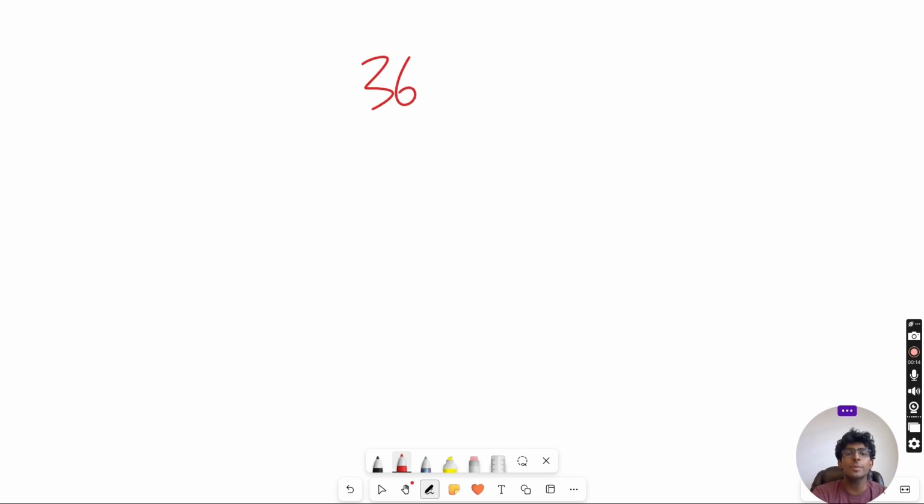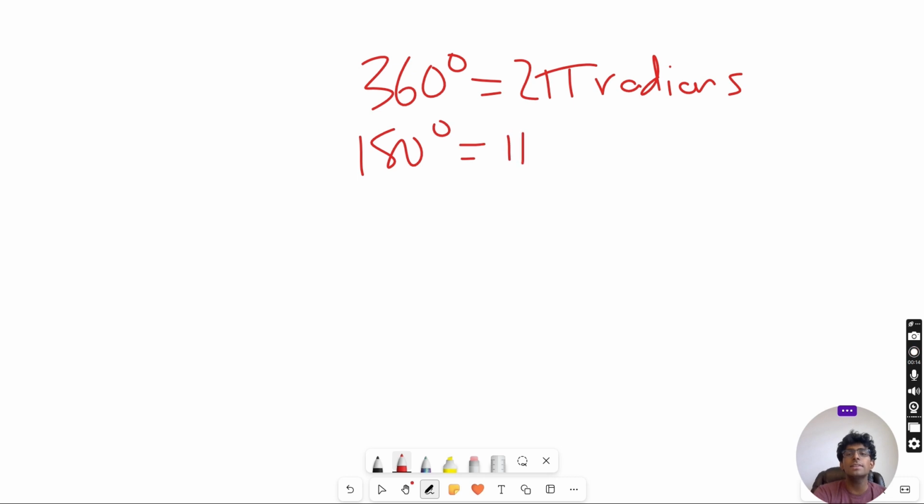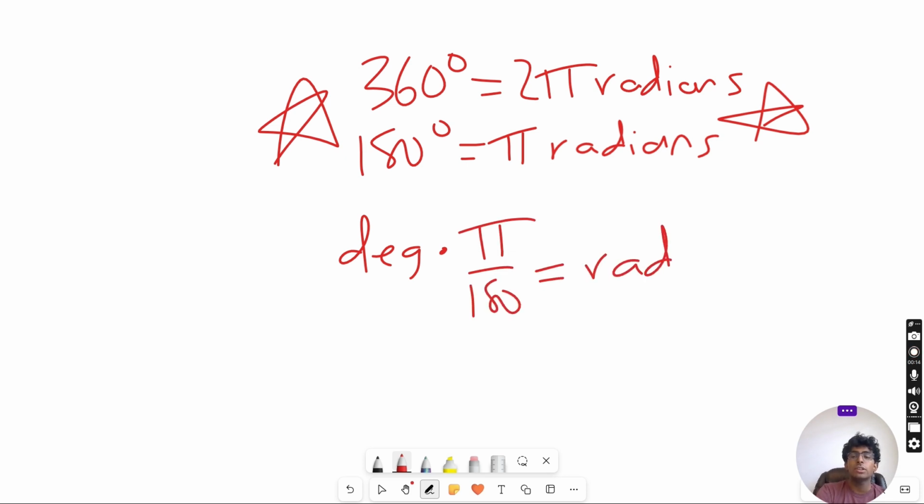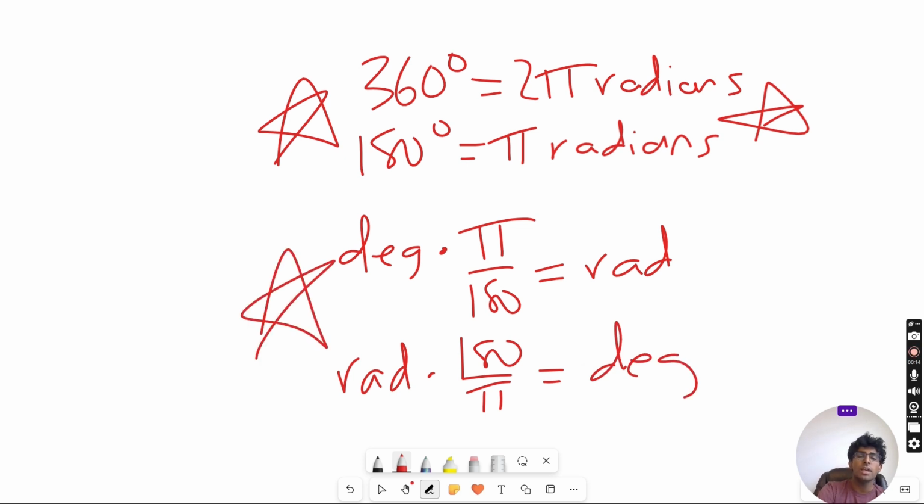Well, let's first go over some established facts. 360 degrees is the same thing as 2 pi radians. So 180 degrees is the same thing as pi radians, all right? These are just two facts in math that you need to memorize. And knowing this is going to help us convert between radians and degrees. Because if we want to go from degrees to radians, we do degrees times pi over 180 to get to radians. And the opposite if we want to go from radians to degrees: radians times 180 over pi gives us degrees. So these are also important conversions that you should know for exam day.